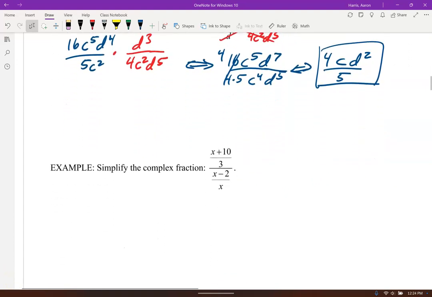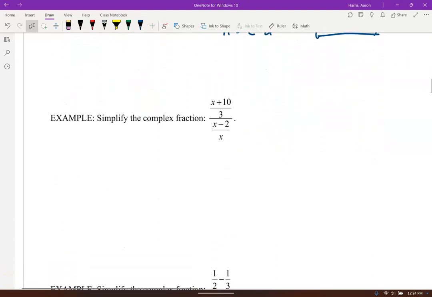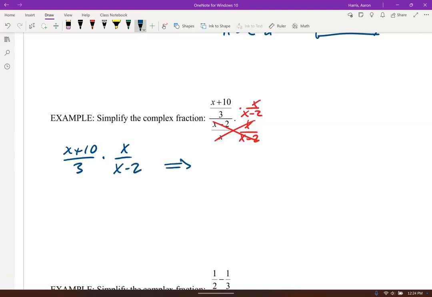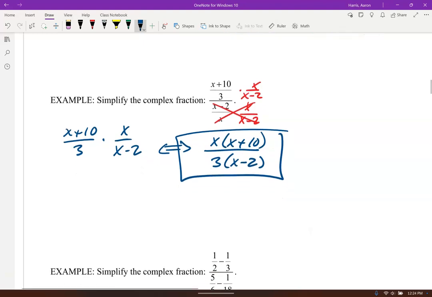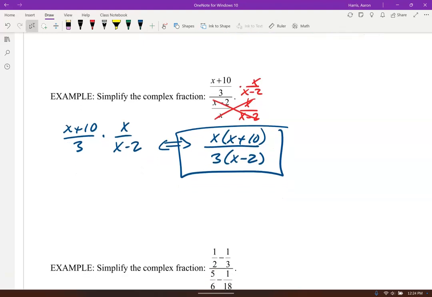Let's go ahead and keep going here. Now we've got some variables. We have x plus 10 over 3 divided by x minus 2 over x. So once again, we'll multiply. We have a fraction over a fraction. And so we're ending up with x plus 10 over 3 times x over x minus 2. Now notice nothing cancels. I have an x plus 10, I have a 3, I have an x minus 2, but nothing cancels. So I just go ahead and stop right there on that one.